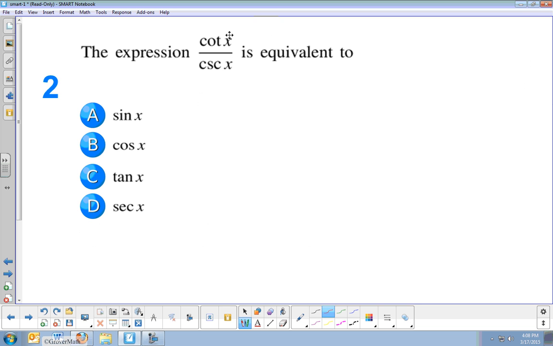Let's do another. This is a division of them. So first of all, let me write out the original. Cotangent x divided by cosecant x. Based on what I said on the previous page, we can rewrite cotangent to be cosine x over sine x. And that can be divided by cosecant. And cosecant, I could rewrite it as 1 divided by sine. And I'll keep that x there.